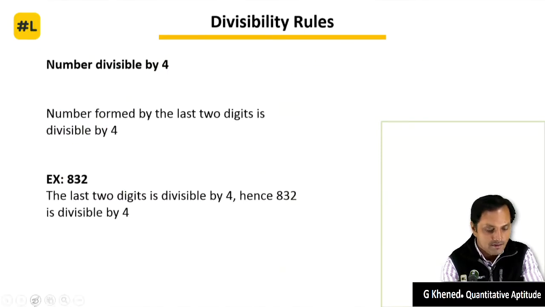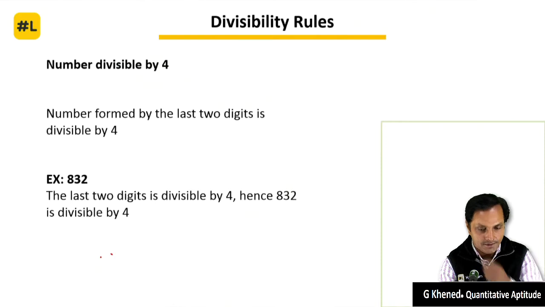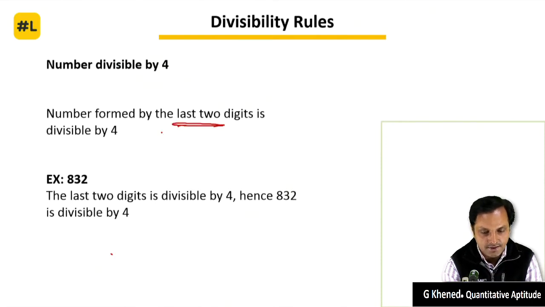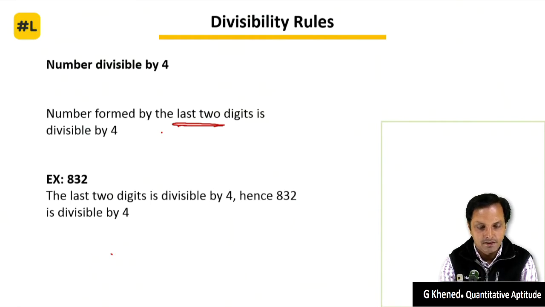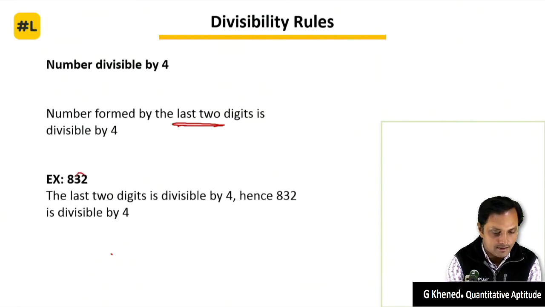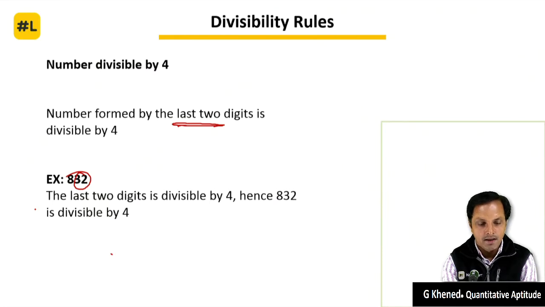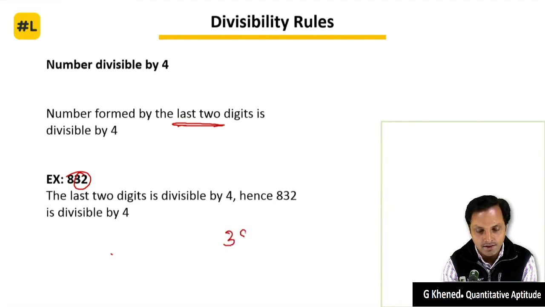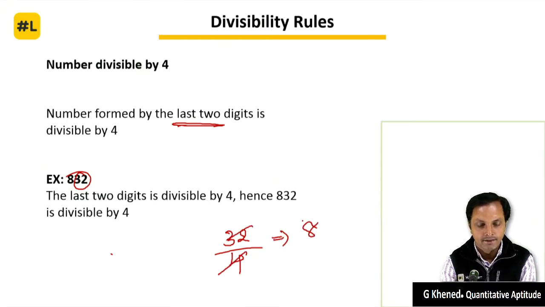Okay, come to the divisibility by 4. The rule says if the last 2 digits are divisible by 4, then the whole number is divisible by 4. Example is 832. In that 832, just take the last 2 digits. Is it divisible by 4? Yes. 32 will go in 8. Then the whole number 832 is divisible by 4. The rule is take the last 2 digits.